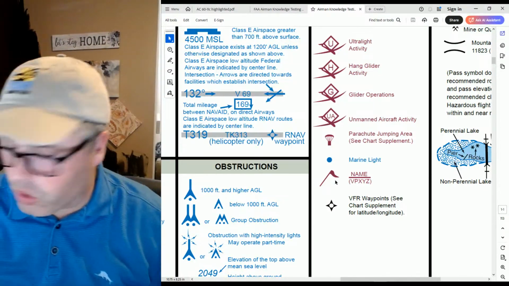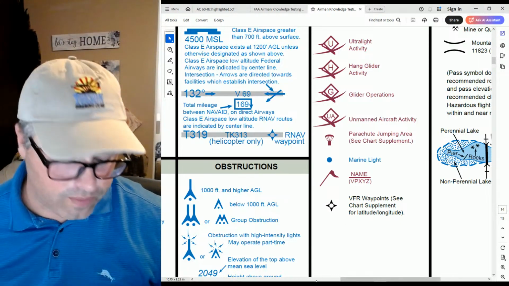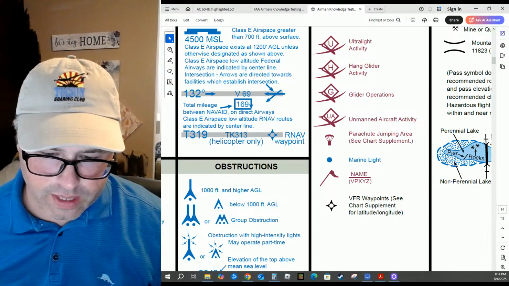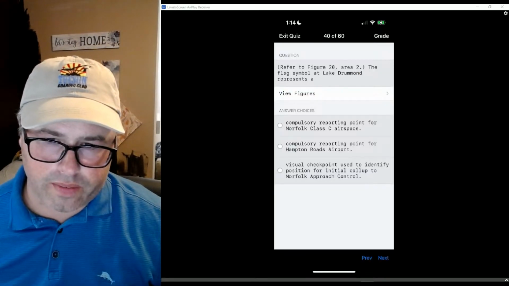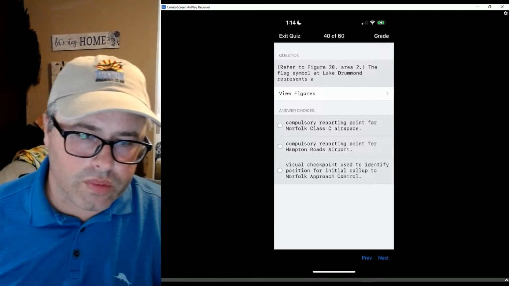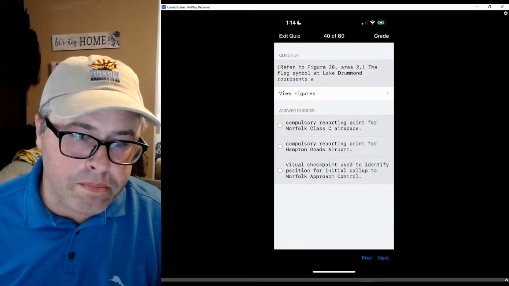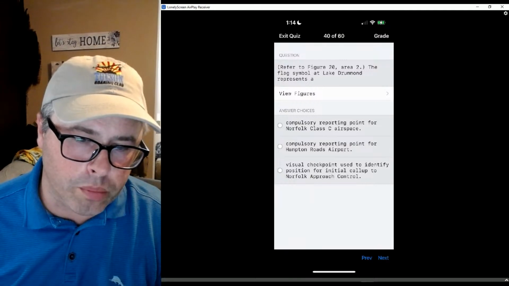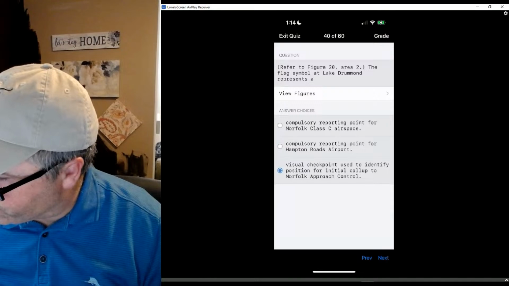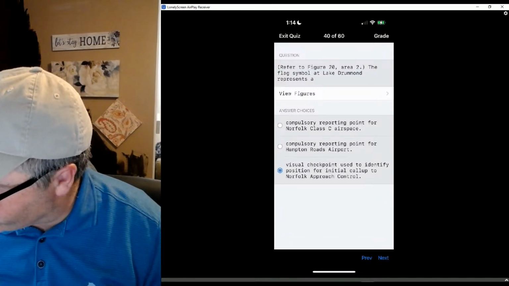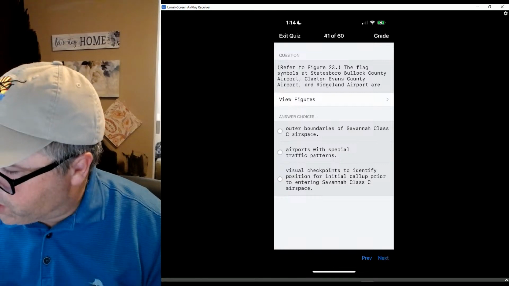Okay, so let's go back to the question. Compulsory reporting point, no. Compulsory, nope. Visual checkpoint, VP, visual point used to identify a position for initial call up to Norfolk approach control. VP. Ooh, looks like we get another one.